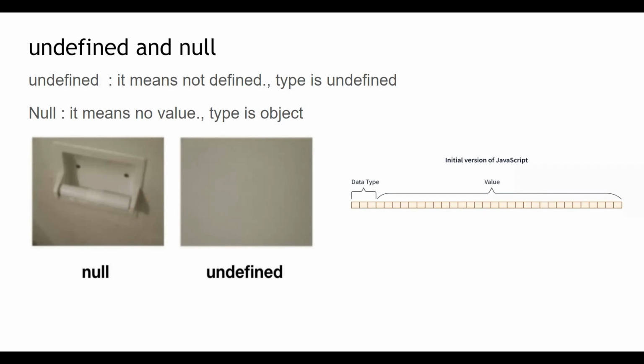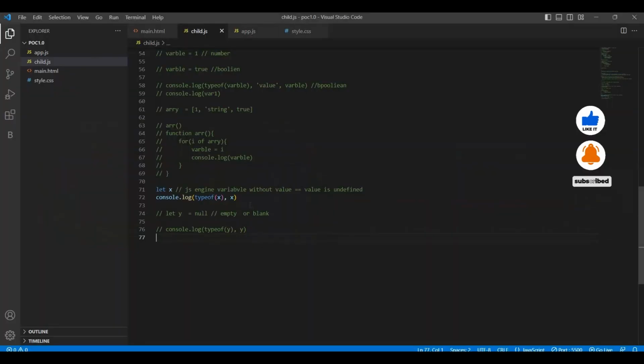Did you understand anything from these two lines? I think not. You can see here two pictures. One is undefined and one is null. Do you find any difference between these? I hope you found it. See, here there is a wall, but without toilet paper attached to it. But here you have the wall with the toilet paper attached to it, right? So what I'm trying to say, let's go to the code.